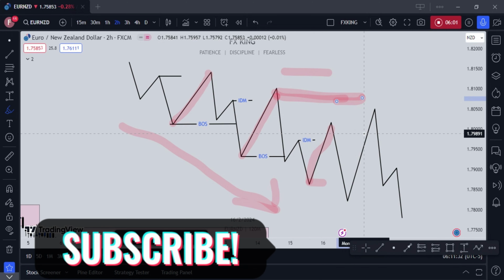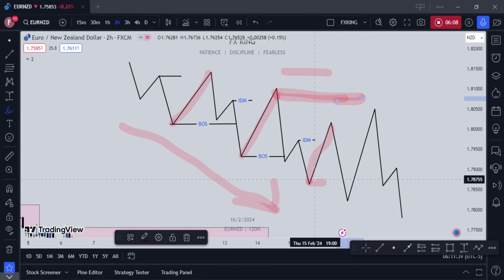So let's continue, right? As I said earlier, when the market is trending down and you want to buy here, you should consider that you are buying at internal structure.